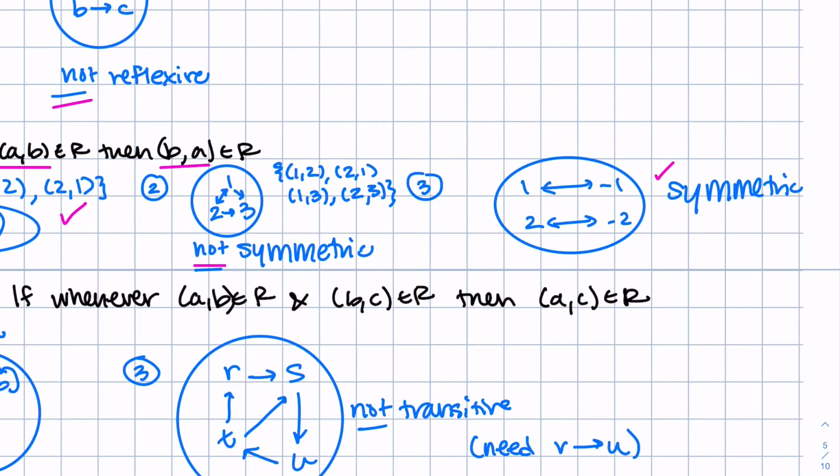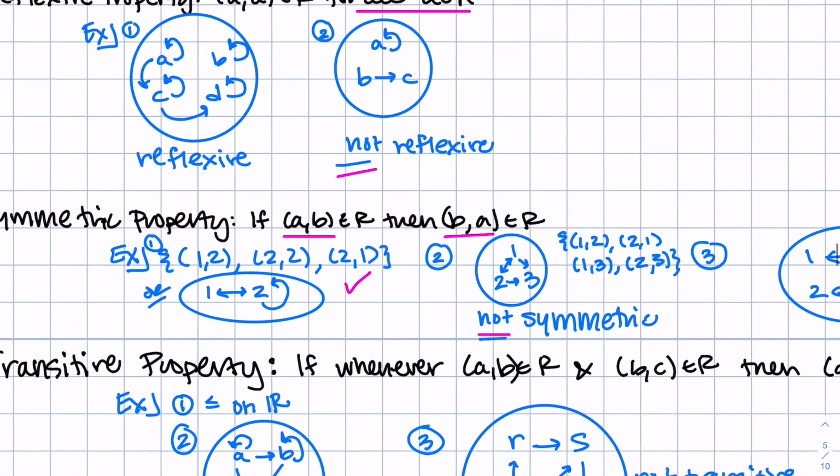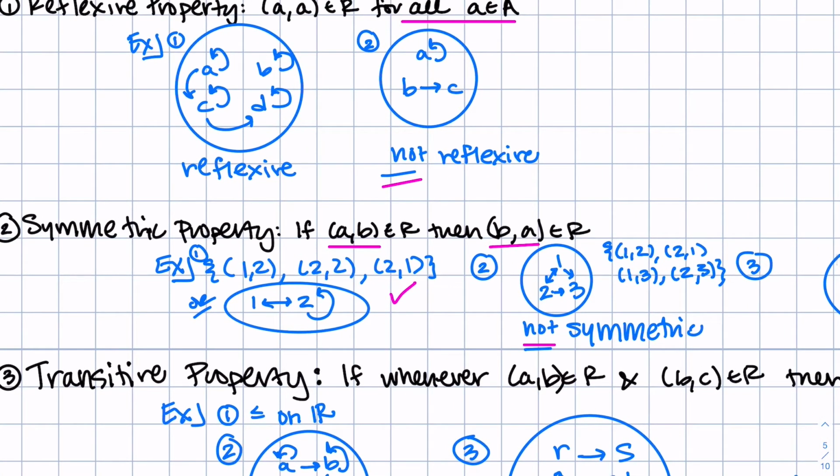So we don't need arrows going both directions between every single element. We just need every arrow that exists to go both directions, just like we had with number 1 here. And notice, I guess, visually to note on the reflexive property, we need every element to have a little curvy arrow going back to itself for the reflexive property.